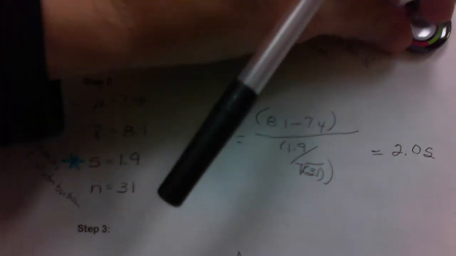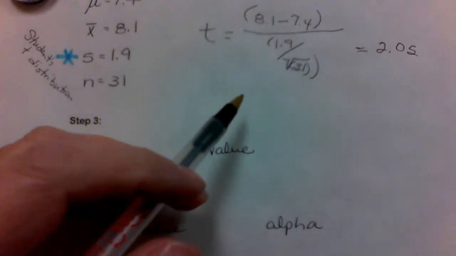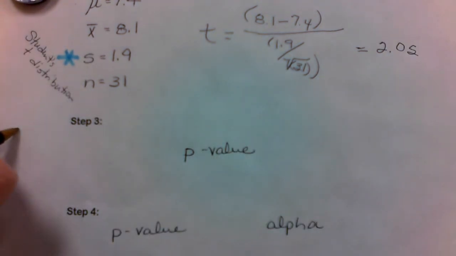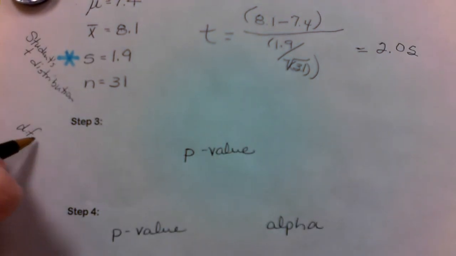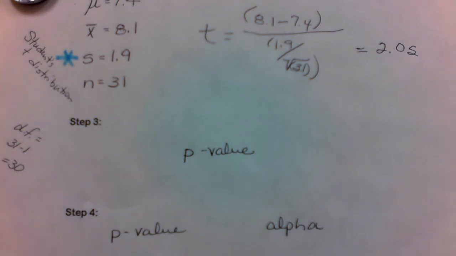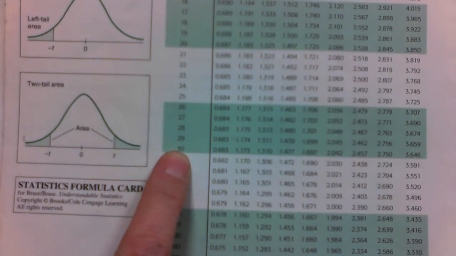So now in step 3 is where we find our p-value. And this is the number we're going to look for in the student's t-distribution. And then, of course, the other thing we need is the DF, which the sample was 31. So we do 31 minus 1. So the DF is equal to 30. So I'm going to pull up my student's t-distribution and I'm going to find 30. Now, remember this is a 2-tail area, so we're going to use the middle row at the top.